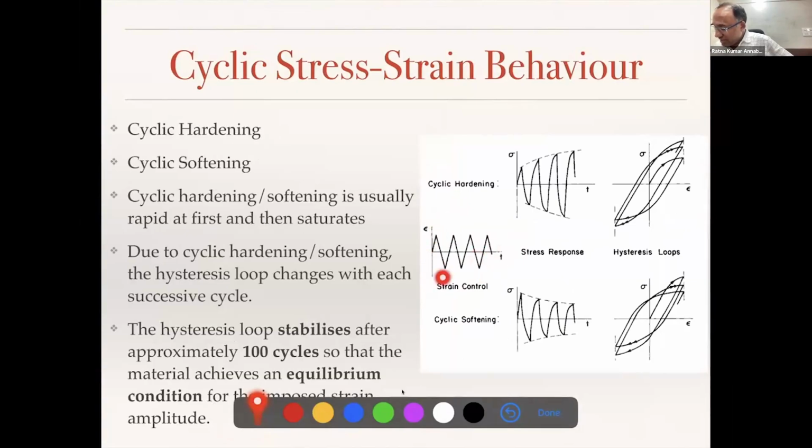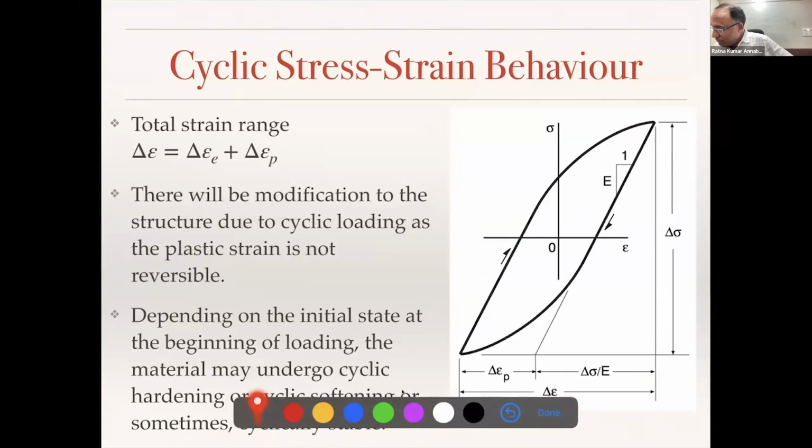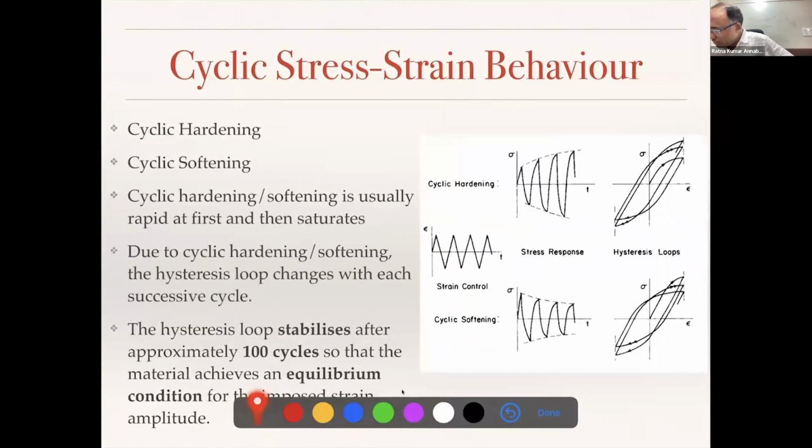When you are doing this strain cycling, normally what should happen? Your strain cycles from this strain to this strain. When you increase the strain again, you have to observe the same stress, right? But in some materials, you don't observe the same stress.